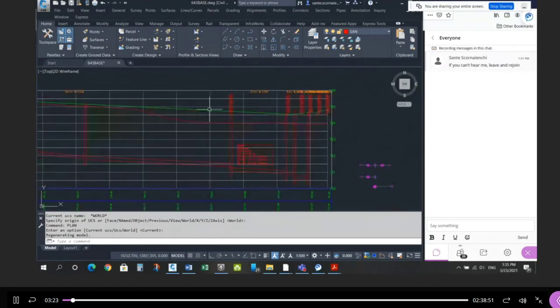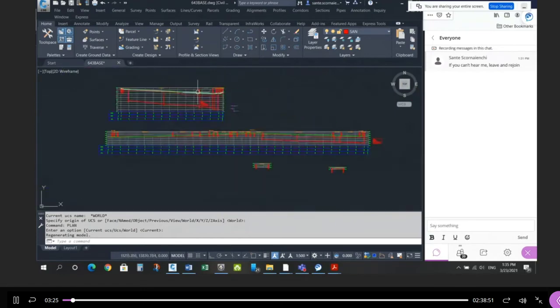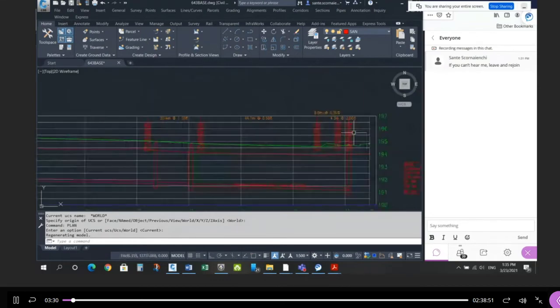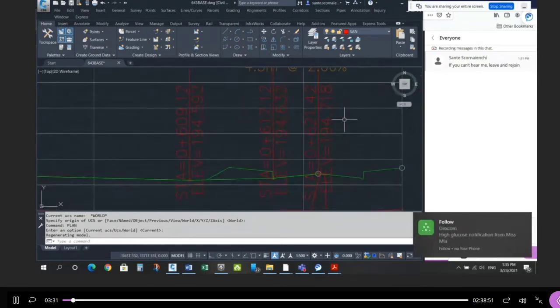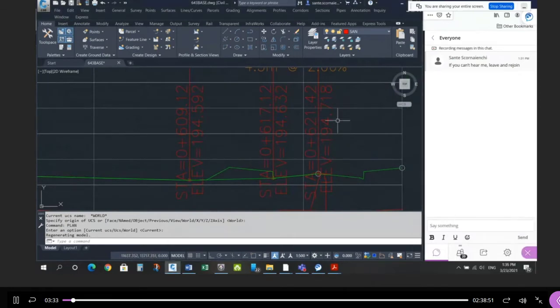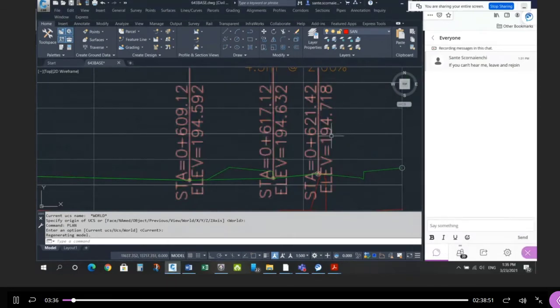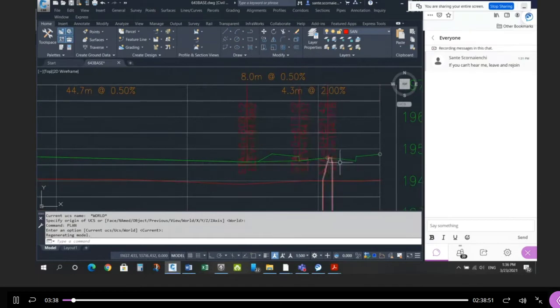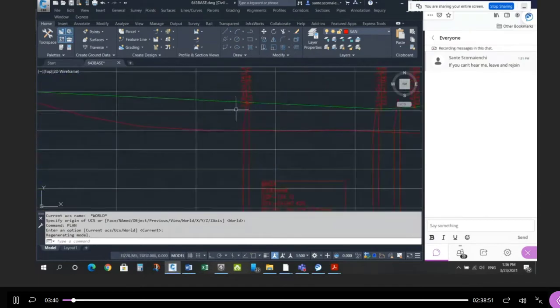And then I cross-referenced it, right? That elevation should actually be at the end of Street A, because they're the same location. It's an intersection. So you'll see at the crown of the road, you should have the same elevation. So you'll see the elevation 194.718. That elevation should match this elevation.